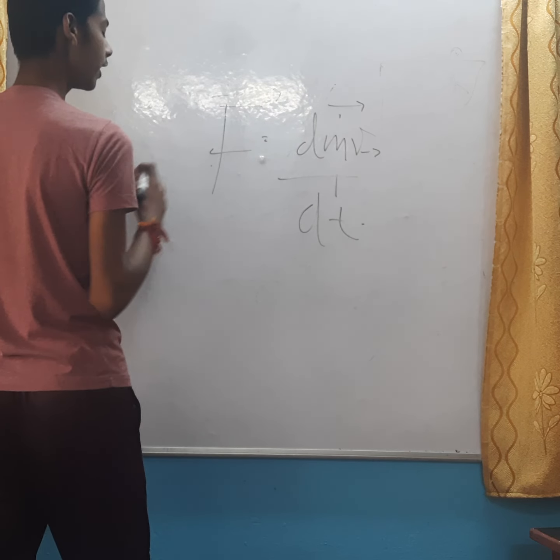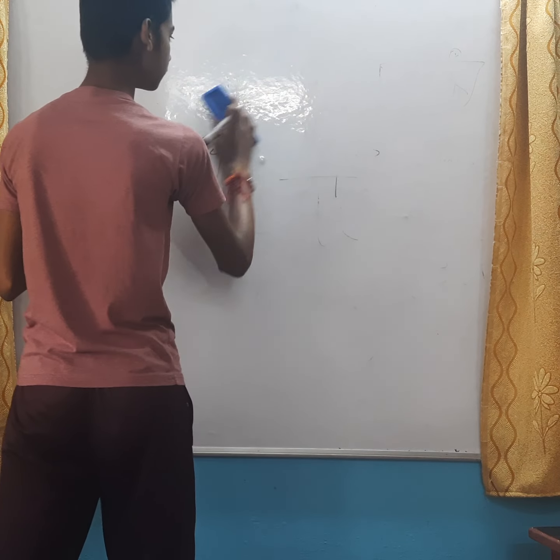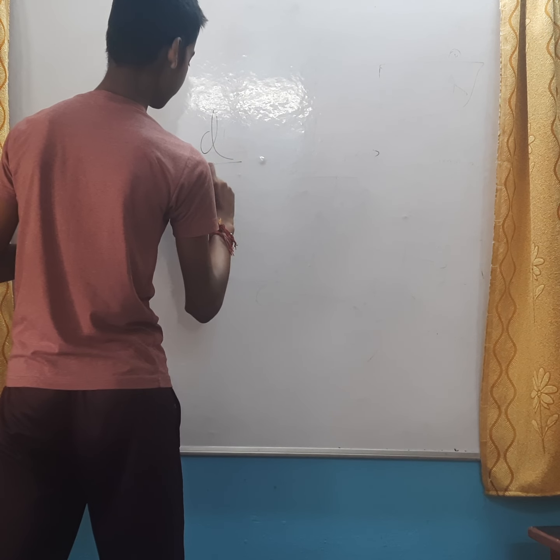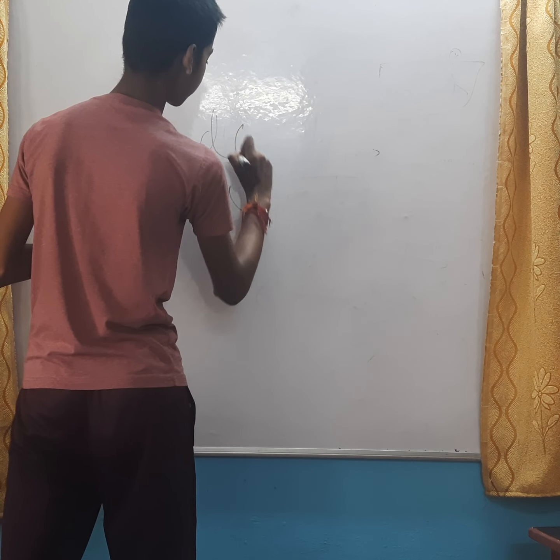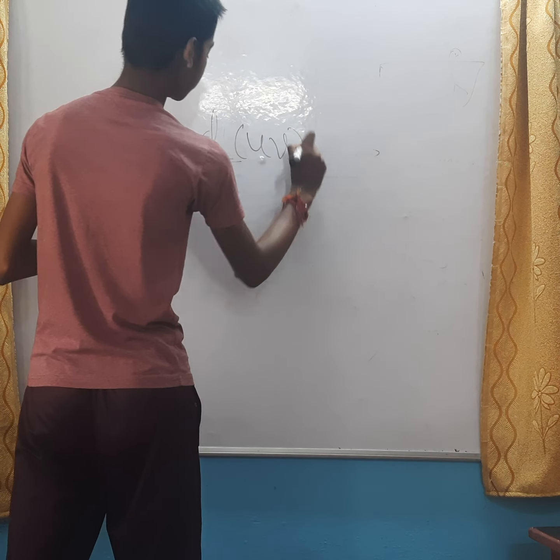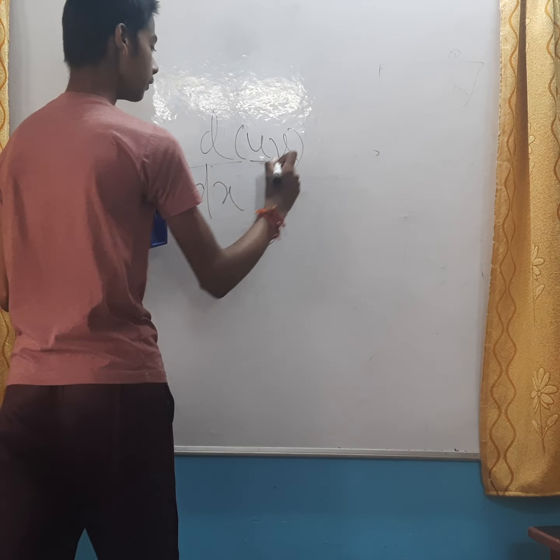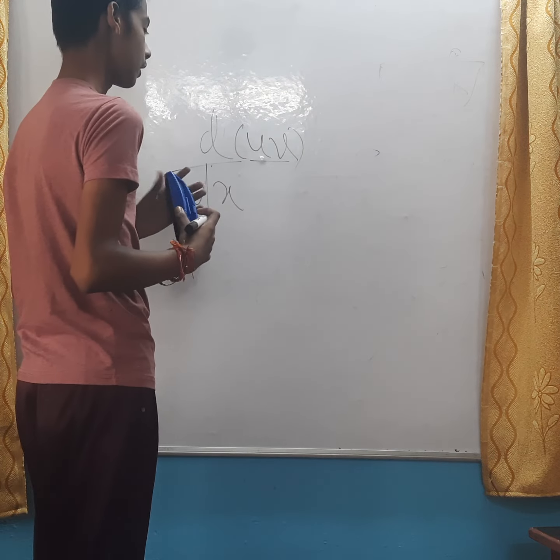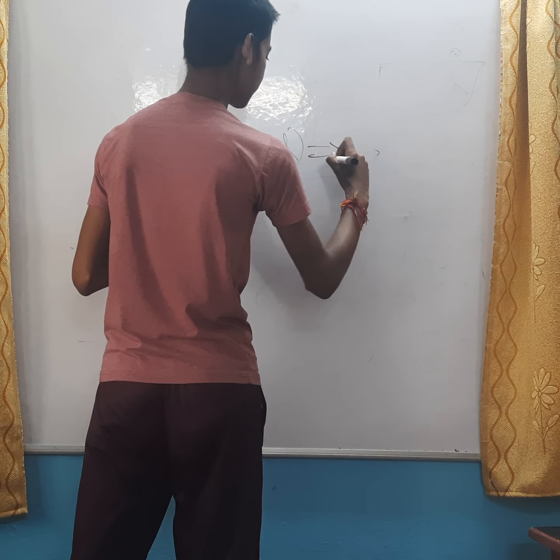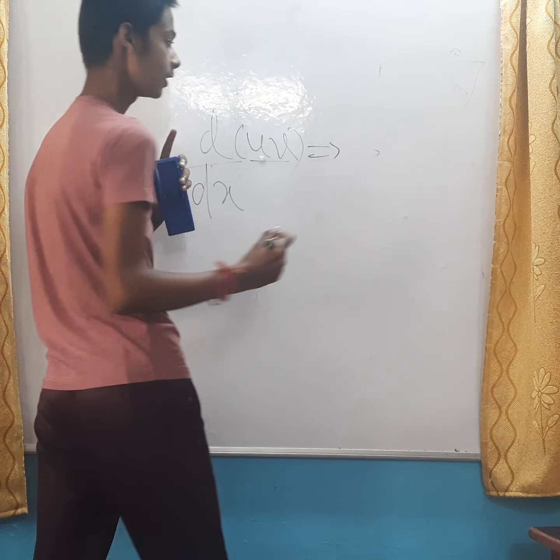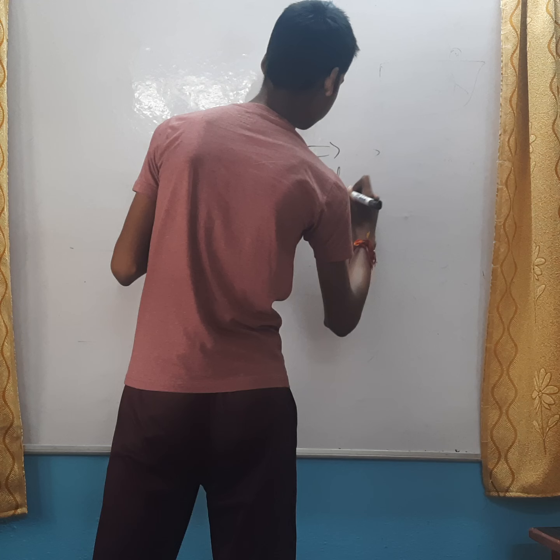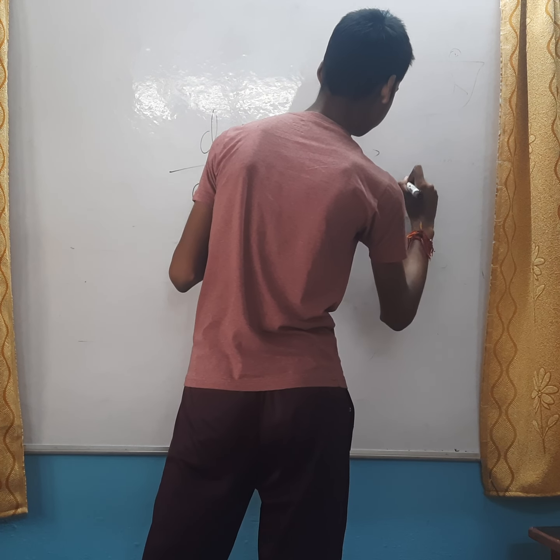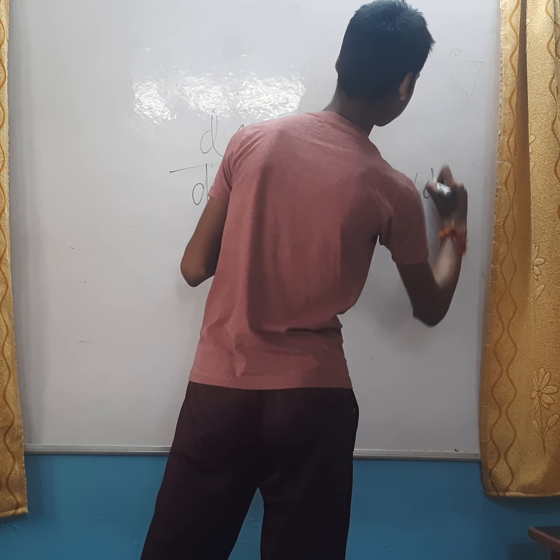So we have an equation for differentiating something like this. If we have to differentiate d by dx of uv, we have to differentiate uv with respect to x. So this is the product rule of differentiation, that it becomes u dv by dx plus v du by dx.